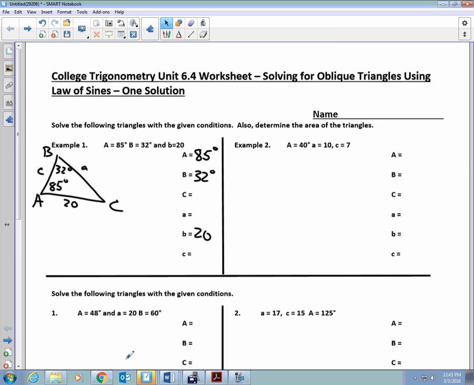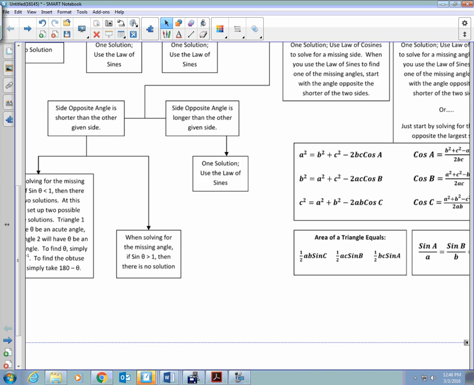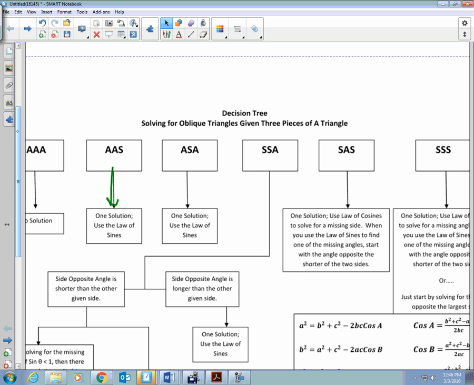You tell me, which of the 6 triangles is it? Angle, angle, side. According to our decision tree, that says one solution using the law of sines. Great, no big deal. We'll do it. It gets more complicated as we move along.